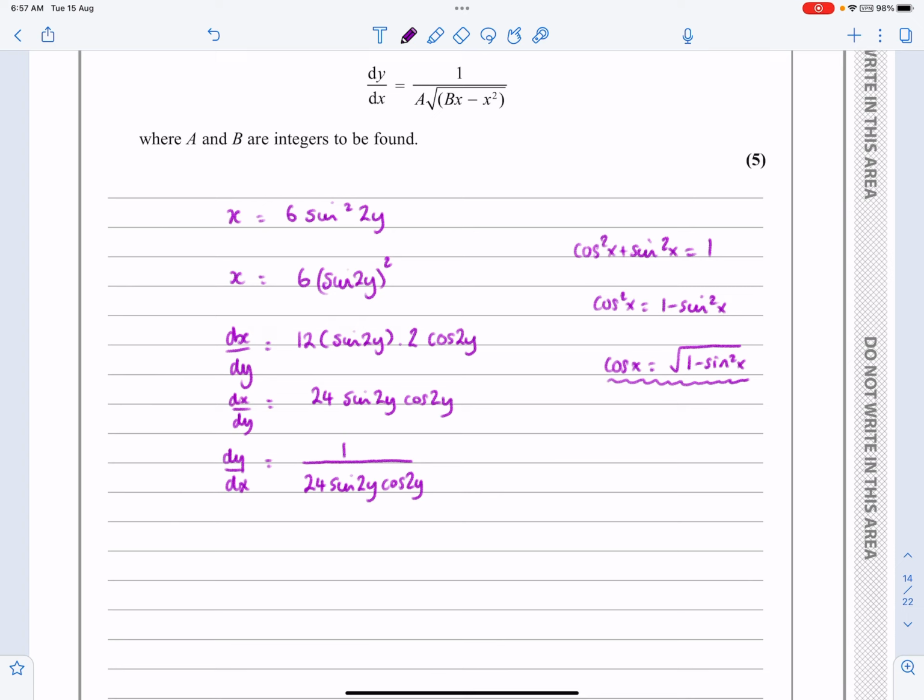You'll see it as we go through and do the rest of this question then. Right, let's focus on the easier bit. Let's focus on sine 2y. I'm going to get sine 2y from this thing here.